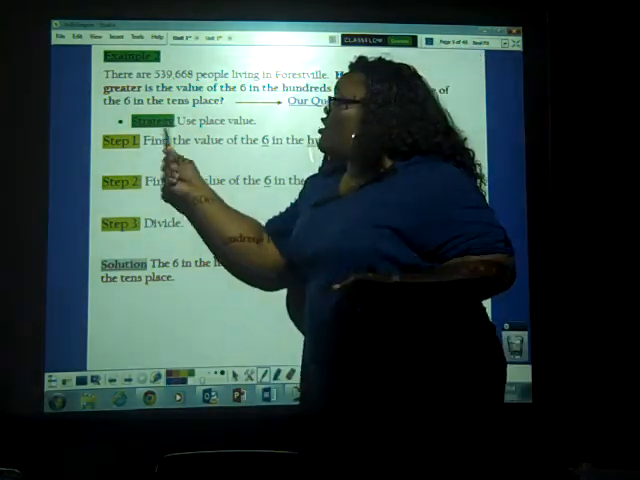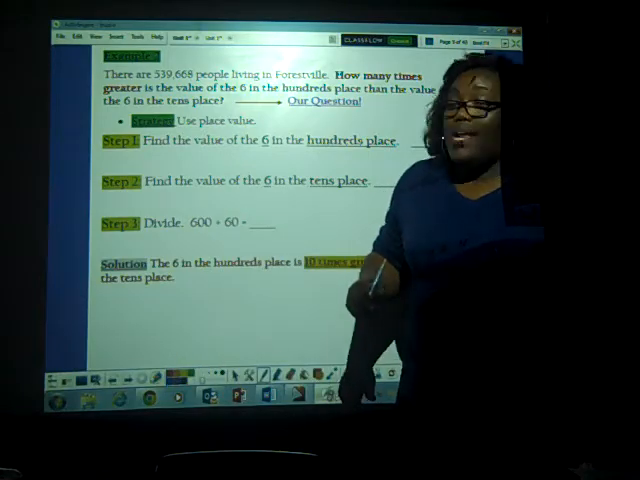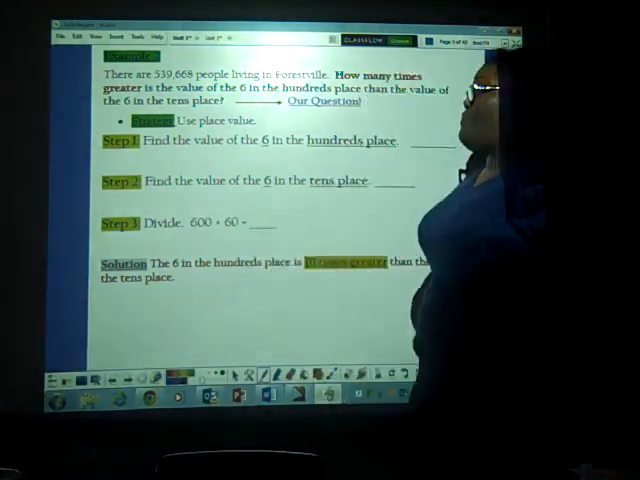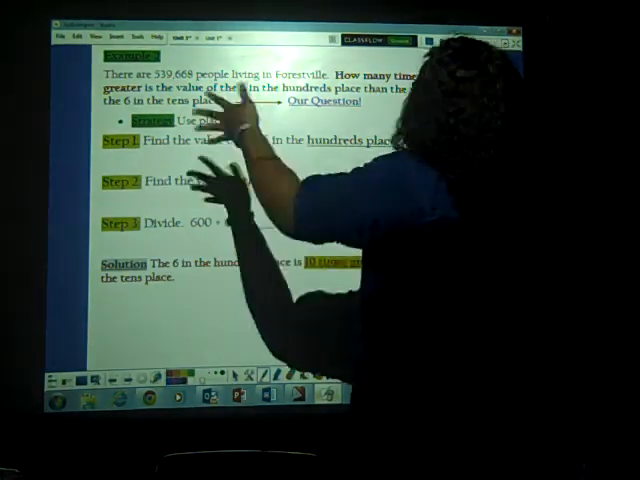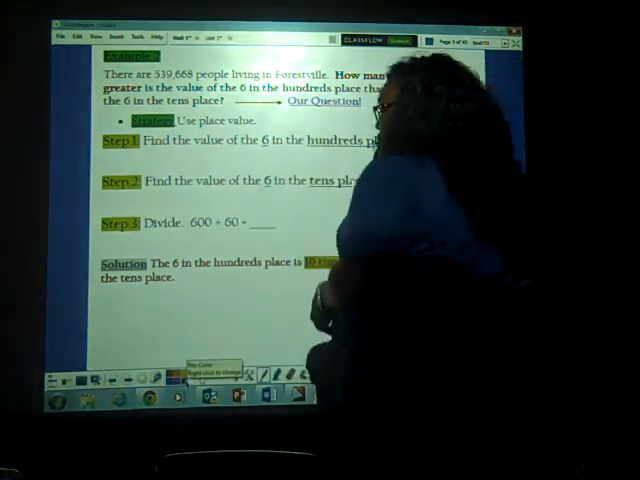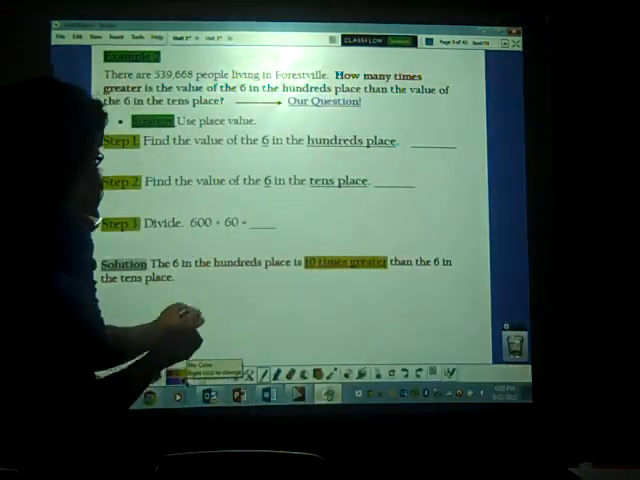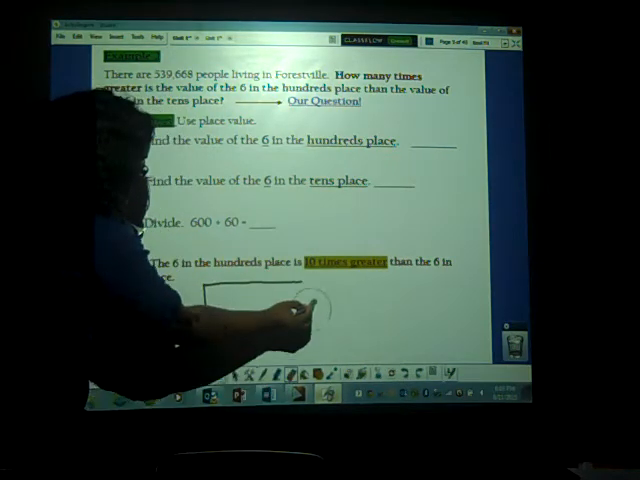That's right. So our strategy, we're going to use that place value chart again. Step 1, find the value of the 6 in the hundreds place. Well, let's go ahead and draw our place value chart. Let's go ahead and do that. Well, hold on.